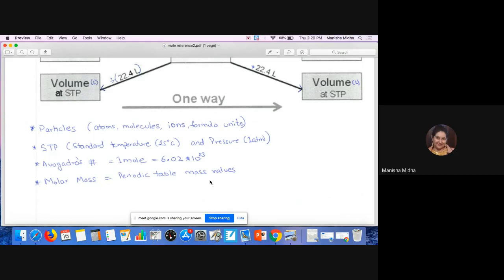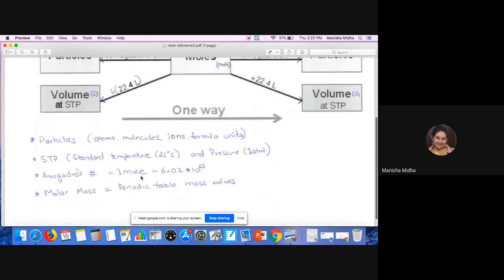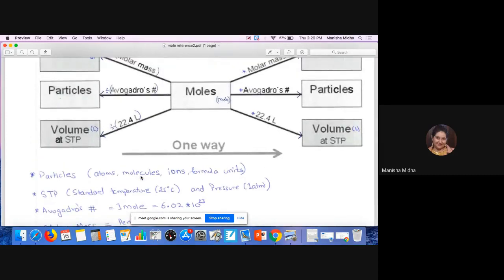Molar mass is something you find on the periodic table, so no need to memorize. All this information is in front of you. You can use it during your test to solve any questions or any other assignment.